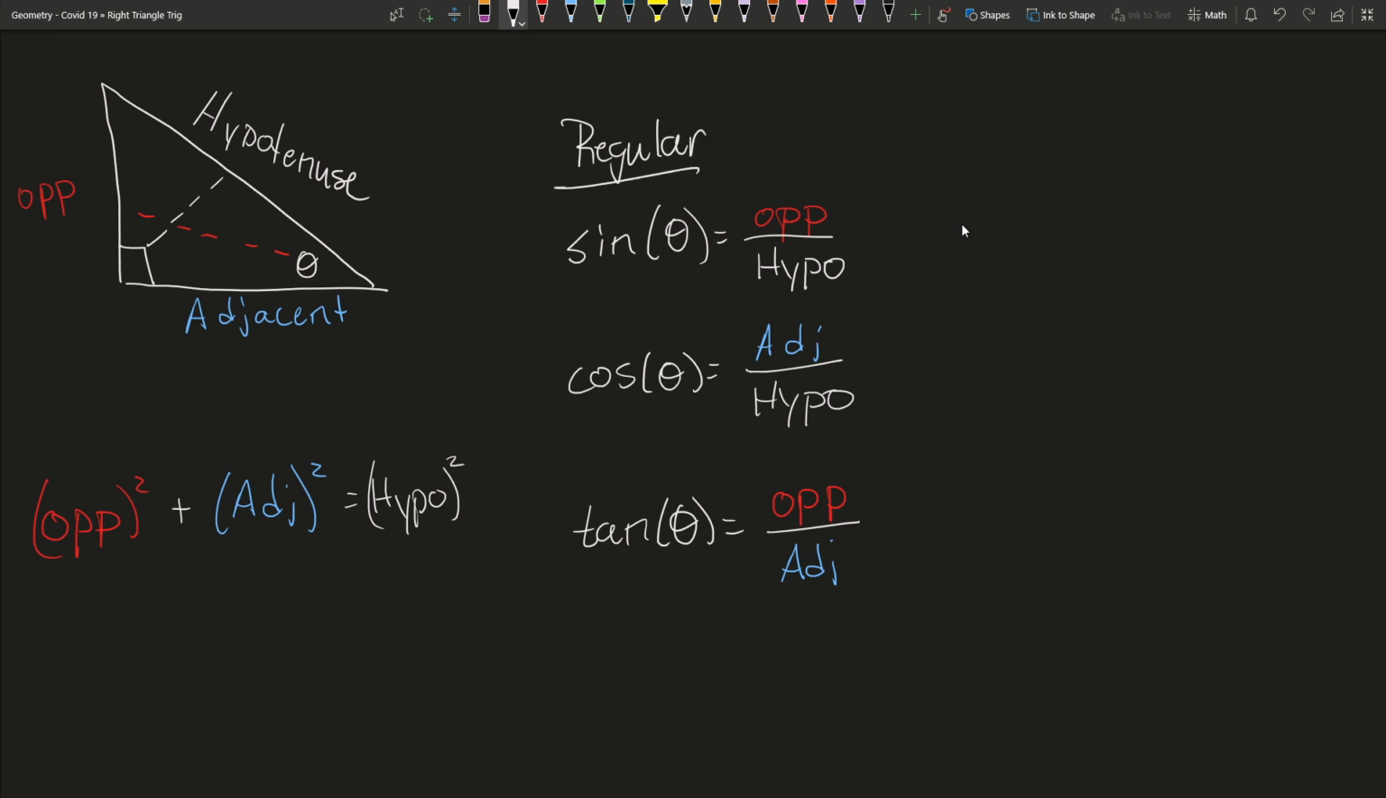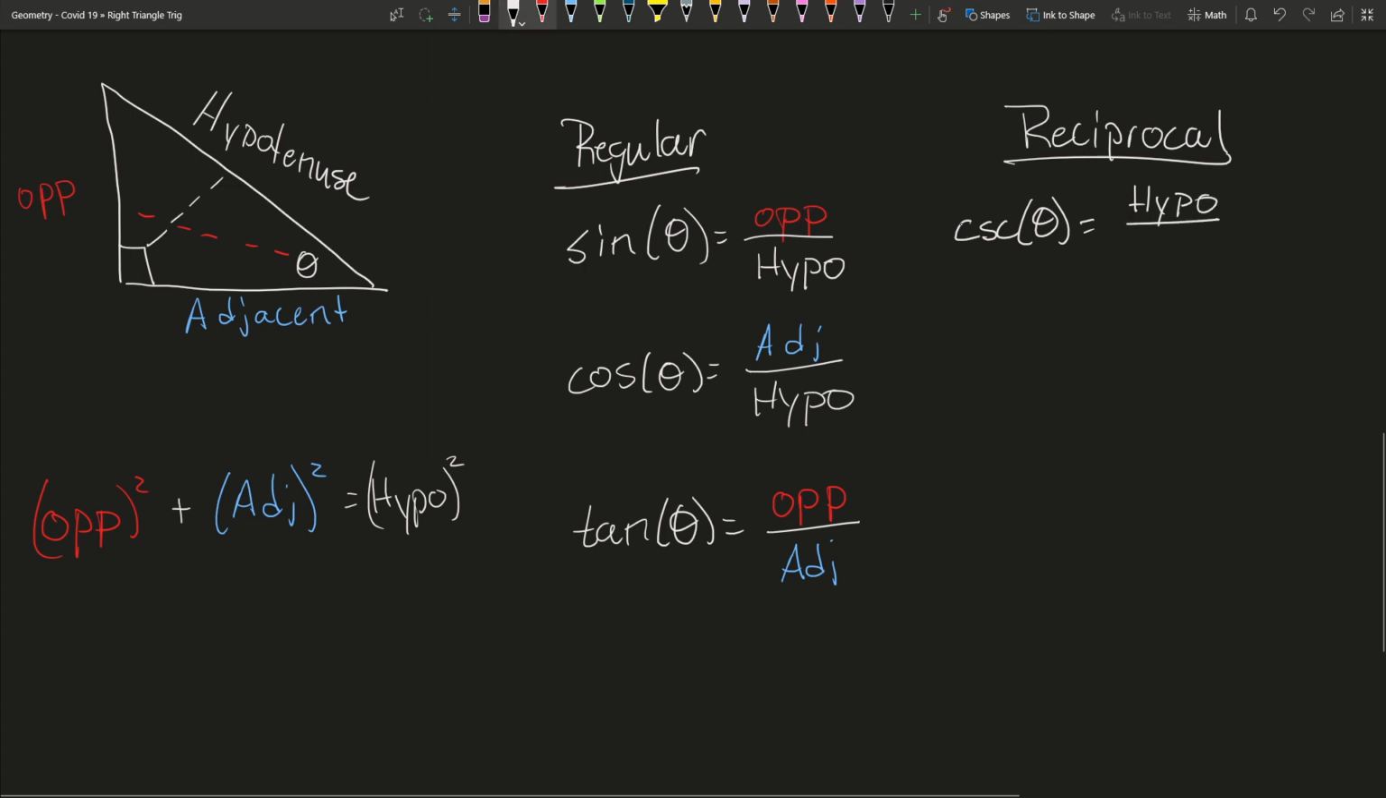And now I want to introduce the reciprocal. Okay, and reciprocal, we've talked about that a bit, especially when adding fractions. The reciprocal of something is just when you flip the fraction. So the denominator becomes the numerator, and the numerator becomes the denominator. Okay, so the reciprocal of sine is called cosecant, and that will always be hypotenuse over the opposite.